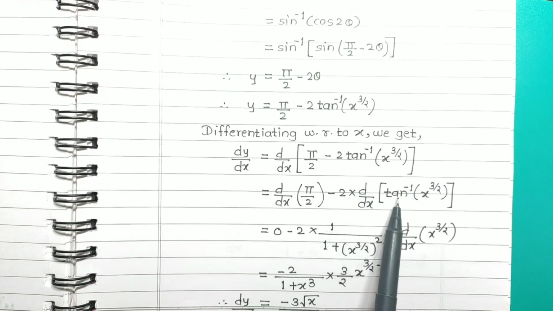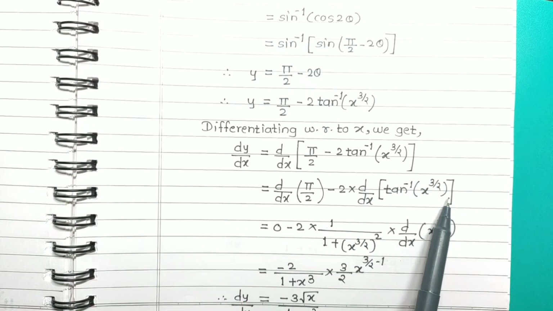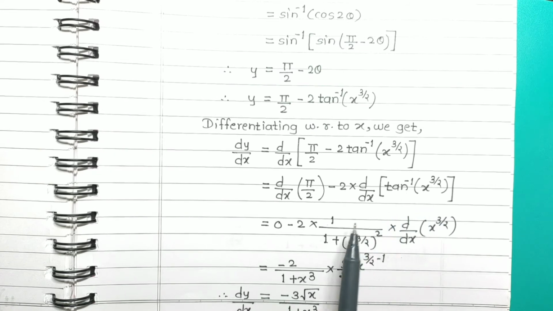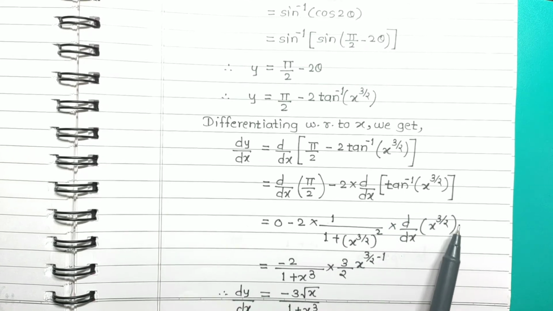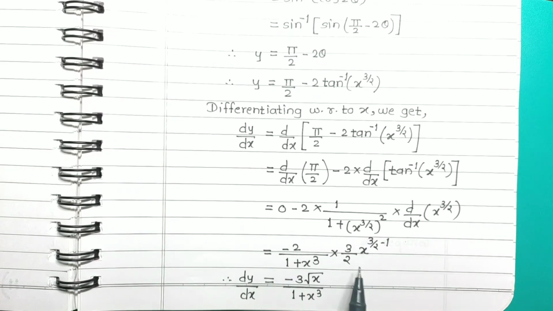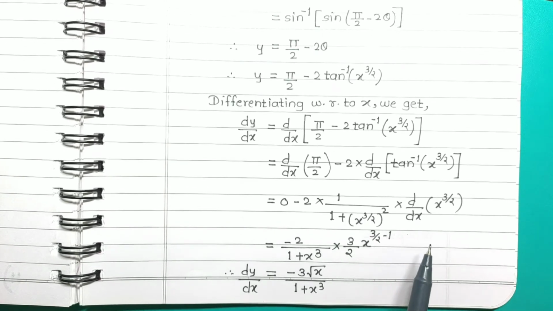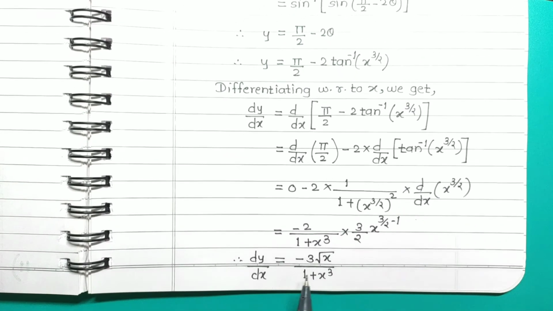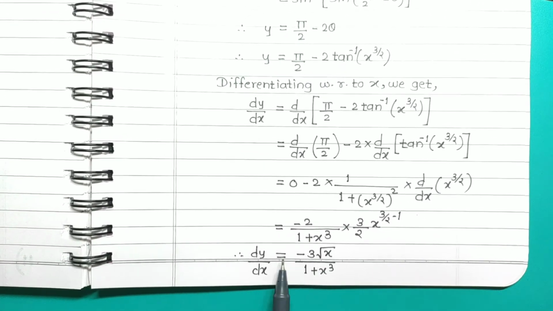So you treat it as tan inverse of something, and its derivative is 1 upon 1 plus something square into derivative of something, and derivative of x raised to 3 by 2 is 3 by 2 into x raised to 3 by 2 minus 1. Like this you solve this example on your own, and finally you will get the answer minus 3 root x upon 1 plus x cube.